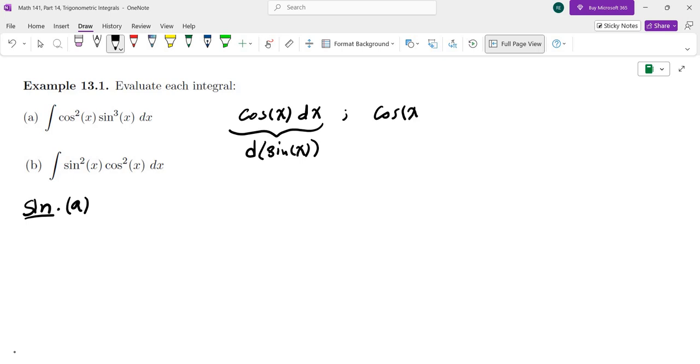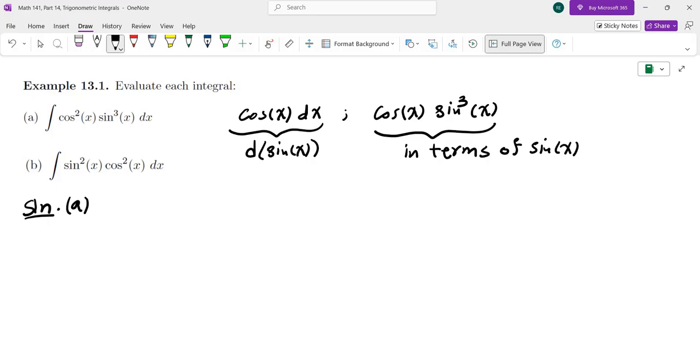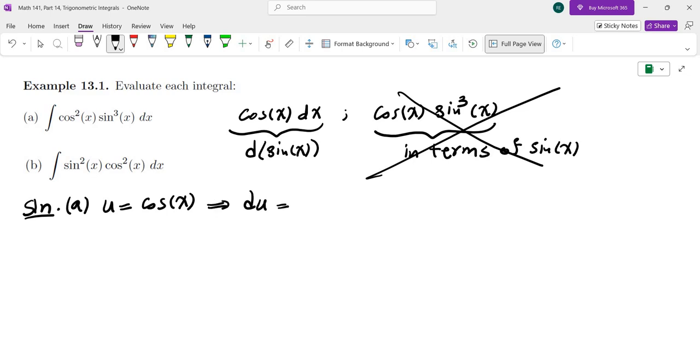But if we look at the rest of it, we get cosine of x and then sine cubed of x. We need to be able to write this in terms of sine, because if we can, then we would be able to evaluate the integral. Well, we can't really do that. So instead, we're going to take u equals cosine of x. And because the exponent of sine is odd, we can take out one of the sines, use that as du, and turn the rest of them into u. So if we do that, we get du equals minus sine of x dx.